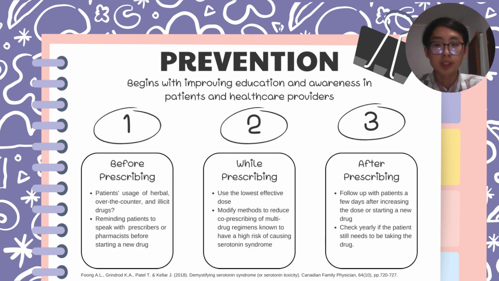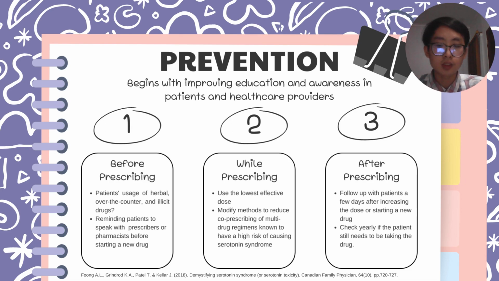First is before prescribing. Physicians need to ask patients about over-the-counter drug, herbal drug, and illicit drug usage. They also need to remind patients to check with their pharmacist before starting a new drug. Second, while prescribing.